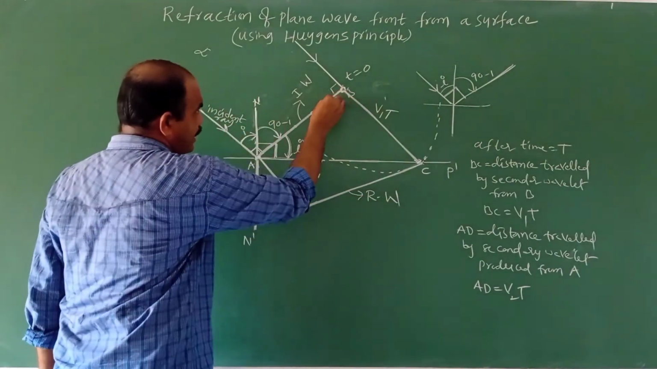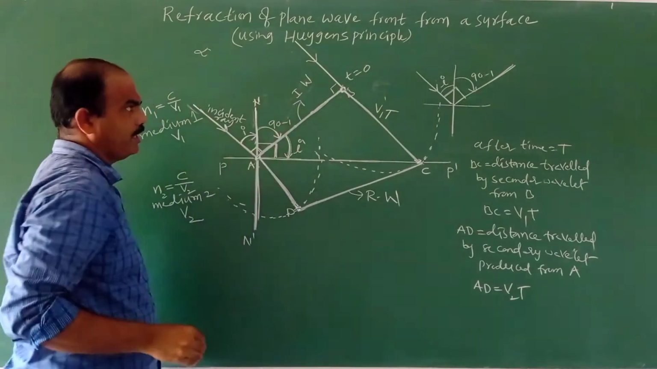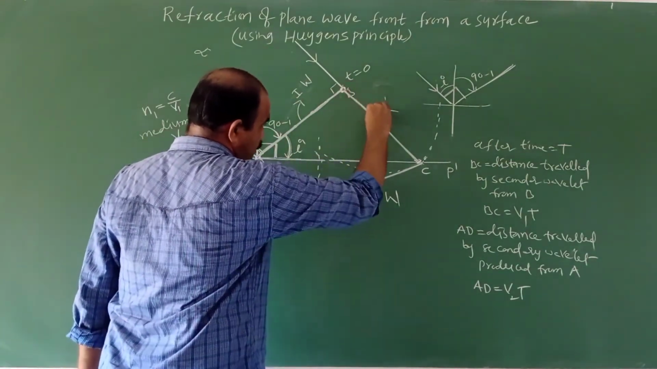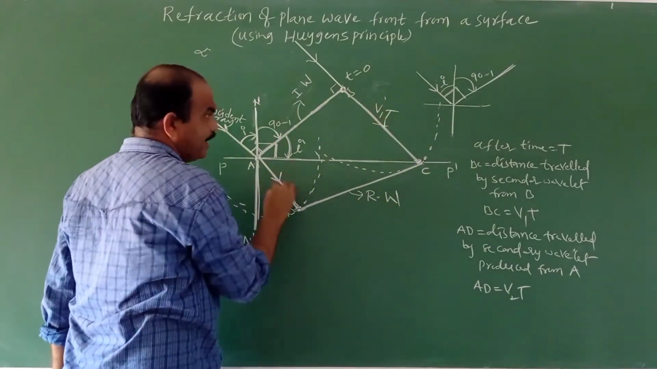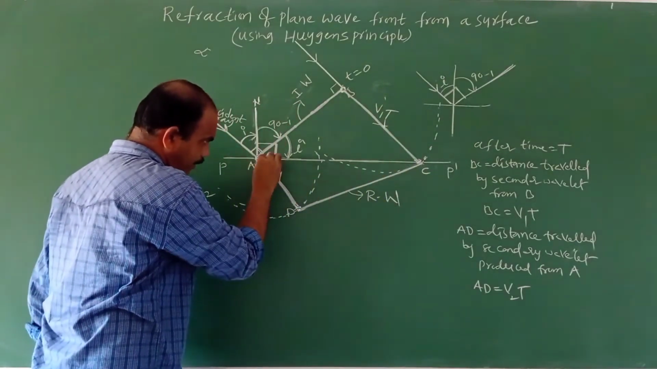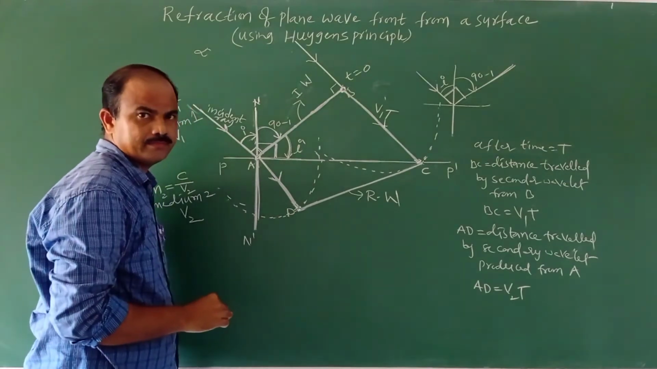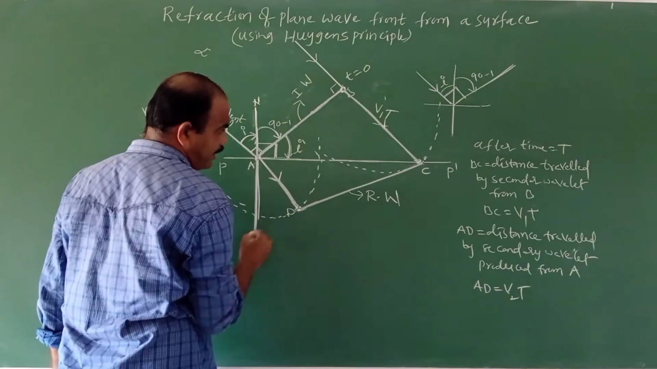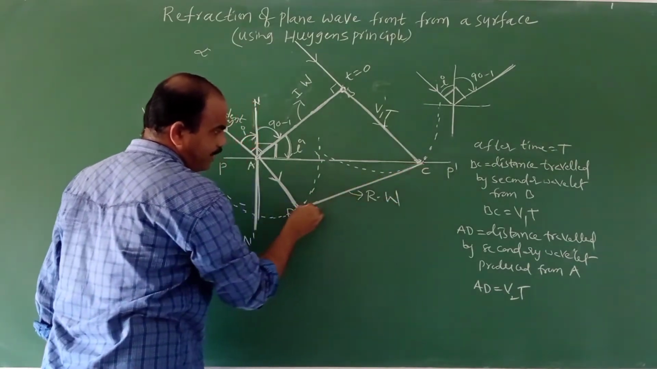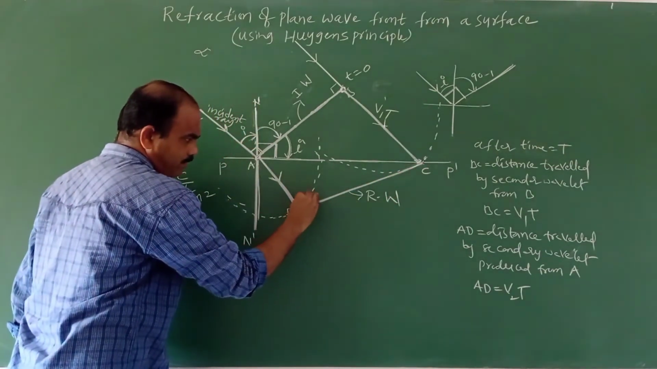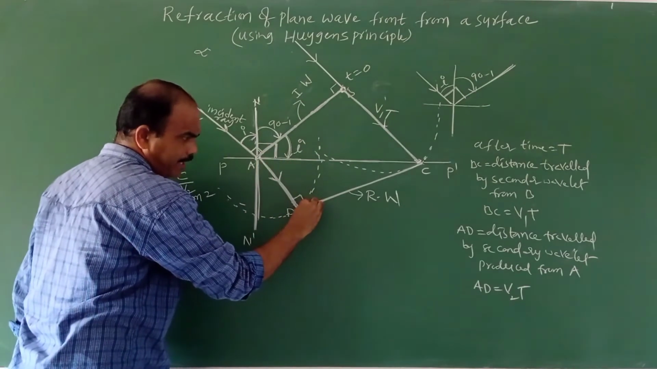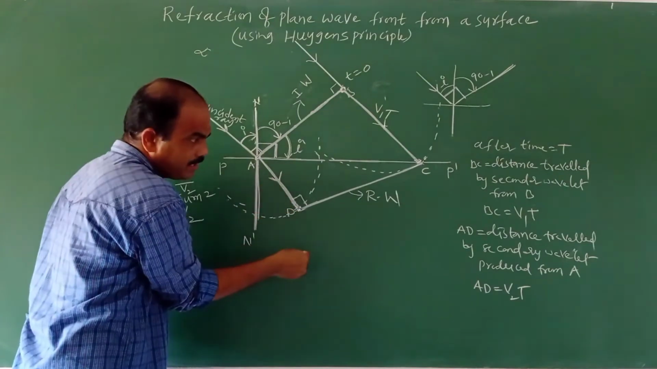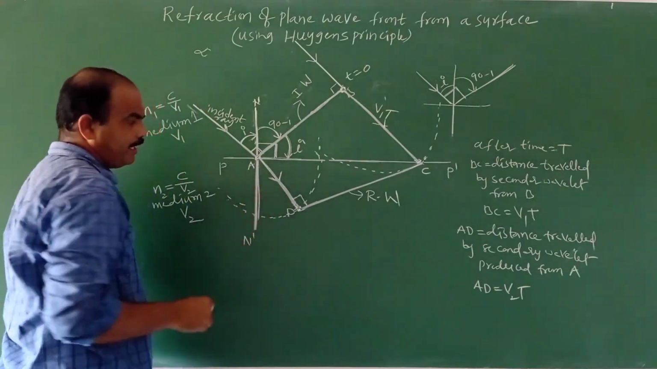And this is the incident wavefront. And now these two lines can be taken as the refracted ray. Why can it be taken as a refracted ray? Because this is the refracted wavefront, and when I draw a line exactly perpendicular to it, that is the direction of propagation of energy in medium 2. That's why this can be taken as a refracted ray.